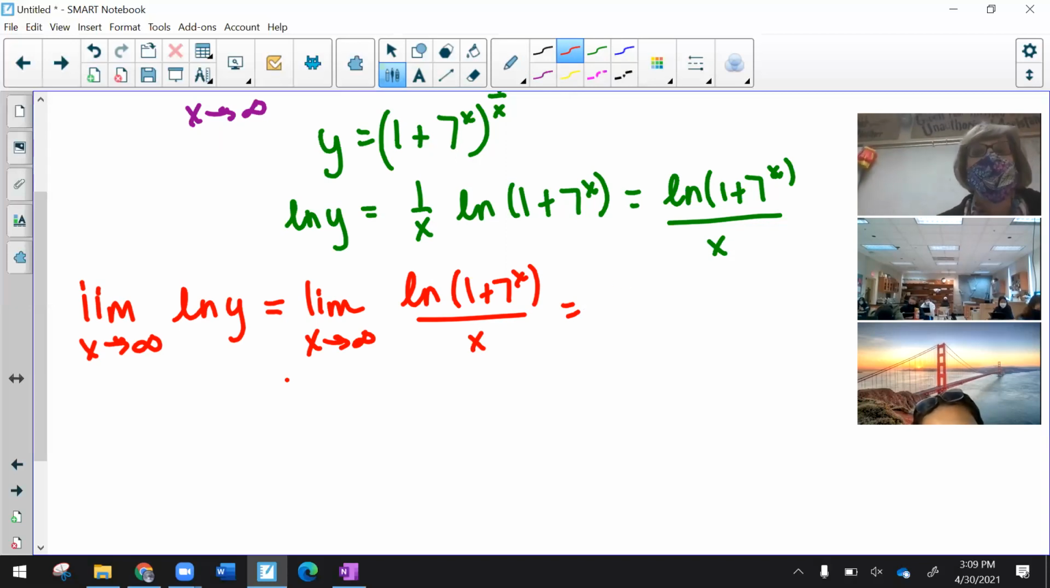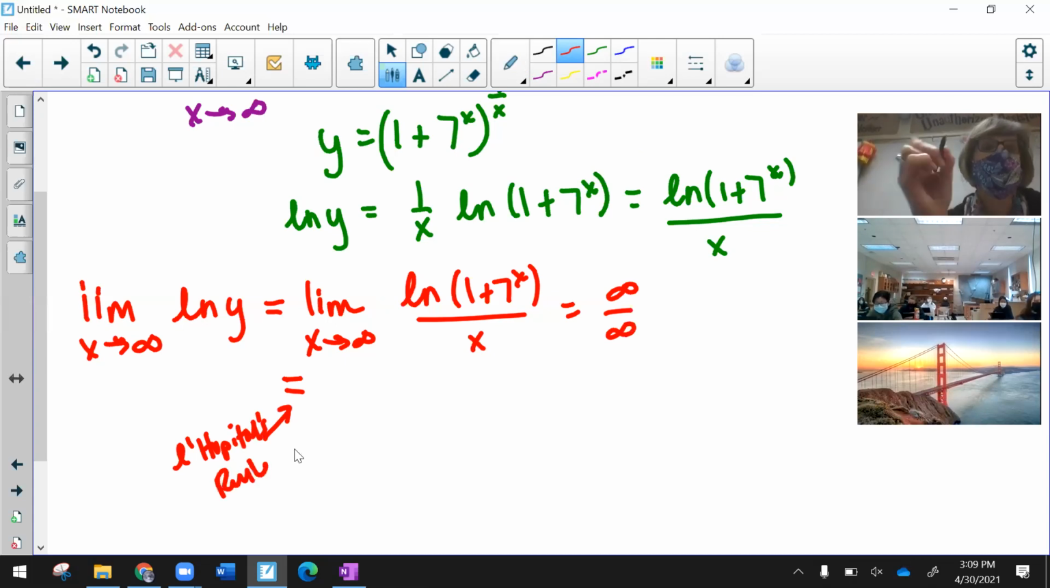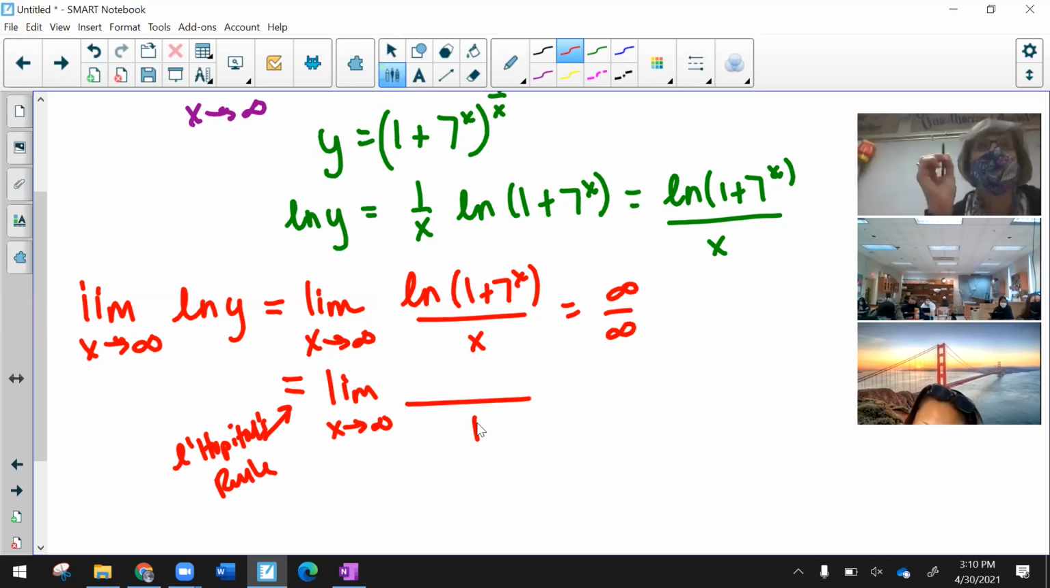Now when I sub in, I get infinity over infinity, which is fantastic because I can use L'Hopital's rule. What does L'Hopital's rule say? What do I do? Take the derivative of the numerator and the denominator separately. And remember, I still have to write limit. The derivative of the denominator is easy. That's just going to be 1.